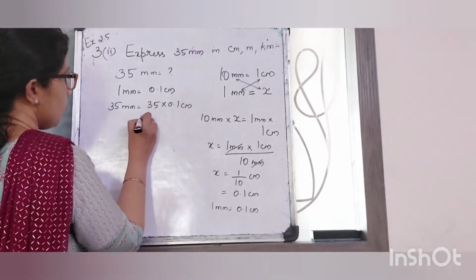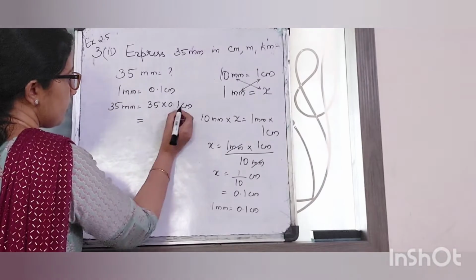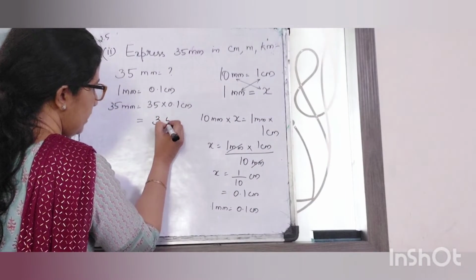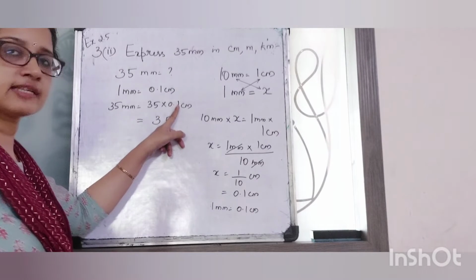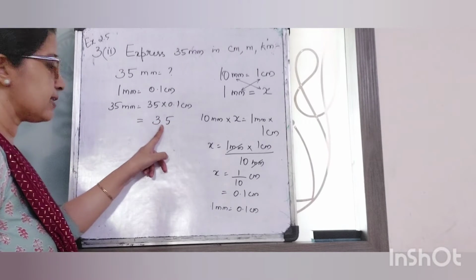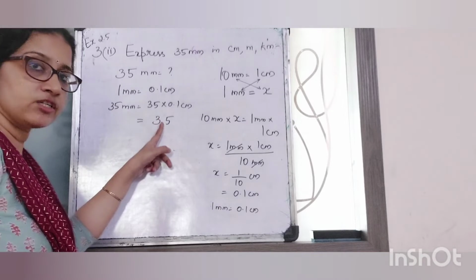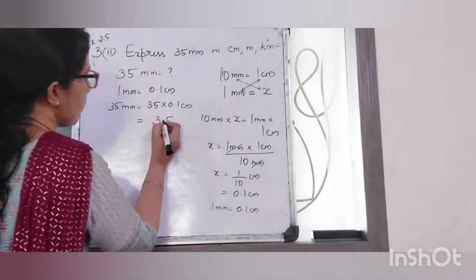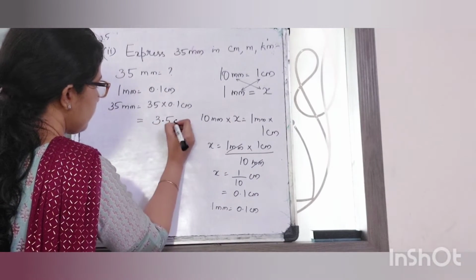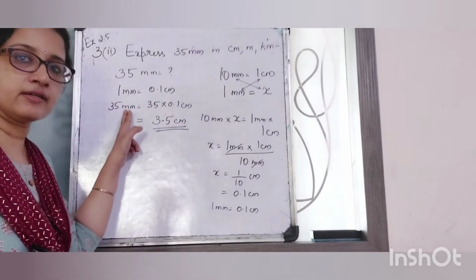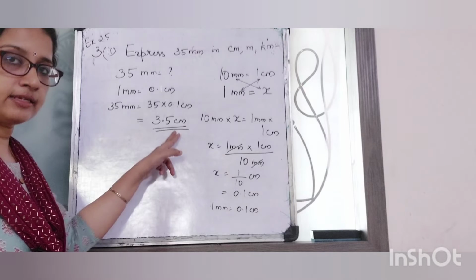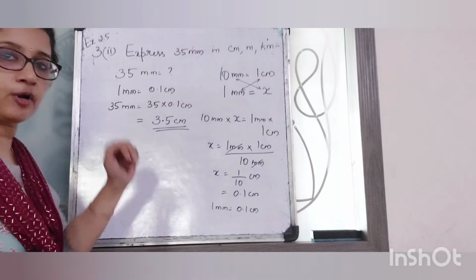Clear? If we multiply 35 into 1, we get 35. And how many digits are there to the right hand side? 1 digit is there to the right hand side. So in the answer also we have to leave 1 digit to the right hand side of the decimal point. So 35 millimeter is equal to 3.5 centimeter. This is the first part of the problem.